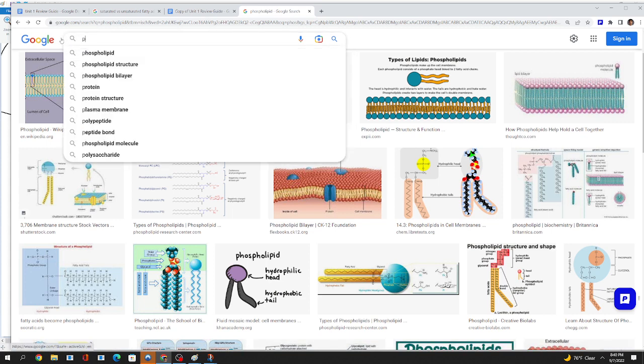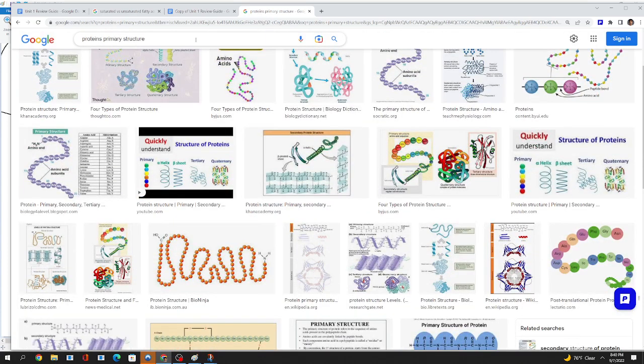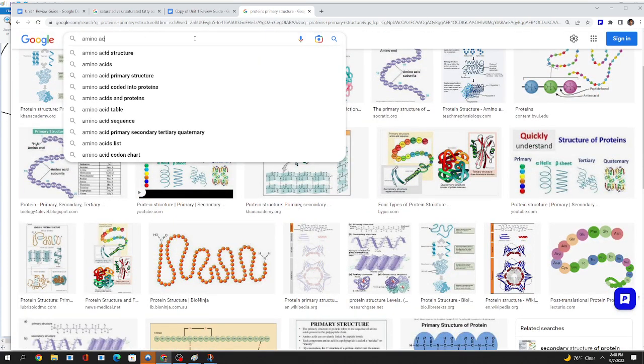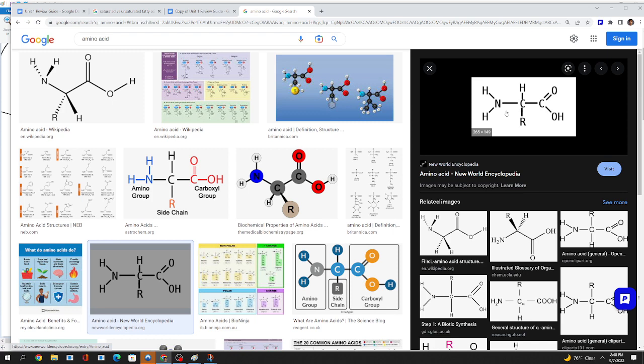Then you're going to have proteins, all right? And I'm going to just do the primary structure of a protein. And you will notice, actually, hold on, an amino acid. If you want to figure out what a protein looks like, look at this. This is called an amino acid. That's one of the monomers that you have to know. That is correlated to a protein.